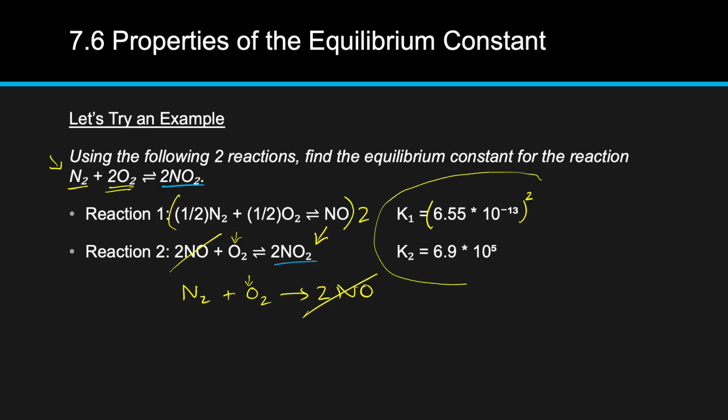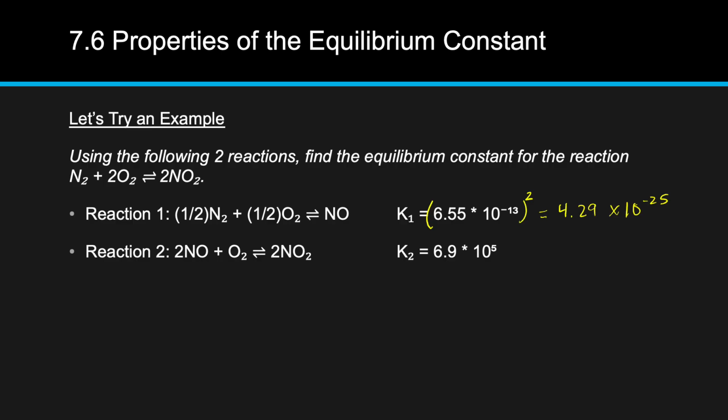So this is our final equation. Now we just need to put these K values together. Now remember, for enthalpy, we are adding the values. For equilibrium constants, we are multiplying the values. So when I square 6.55 times 10 to the negative 13th, I get 4.29 times 10 to the negative 25th. And now I need to multiply that value by 6.9 times 10 to the 5th. And my final K value is going to be 2.96 times 10 to the negative 19th. And that will be my final answer.